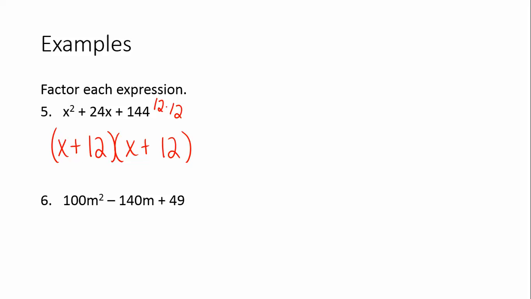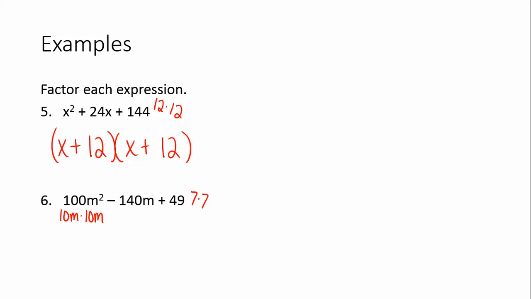Now number 6 is a little different because now we have a coefficient in our first term, but that coefficient is a perfect square. So since the coefficient's a perfect square, and the variable is a perfect square, this term is still a perfect square. Notice it's 10m times 10m. 49 is 7 times 7.